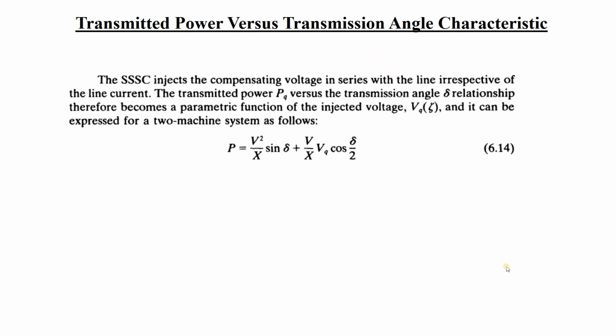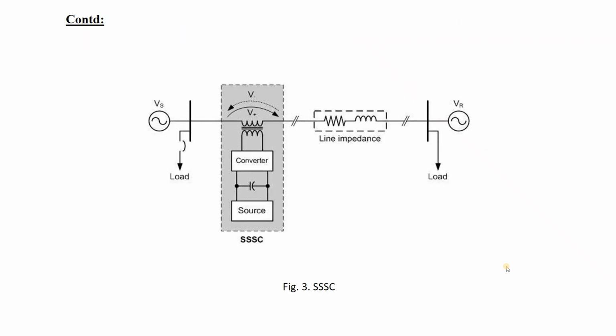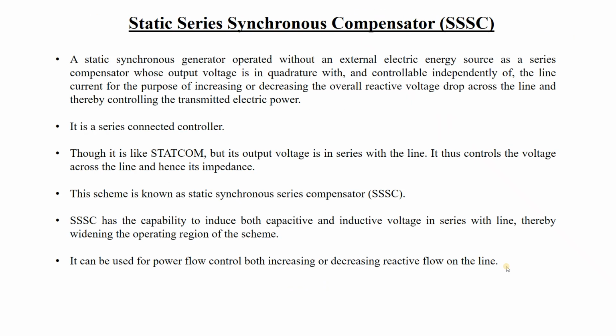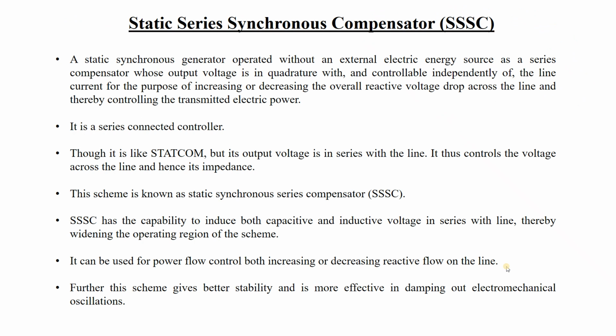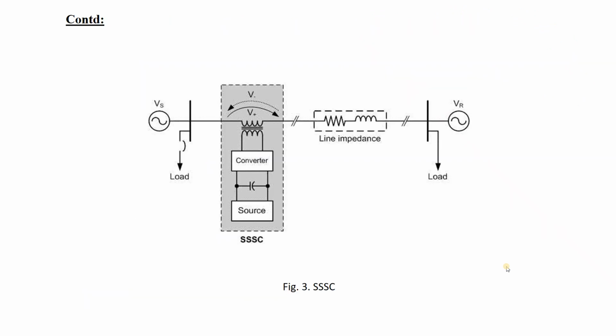Okay, so the SSSC, if it is connected to the line, is transmitting some power also, because it is supplying the power also. The SSSC injects the compensating voltage in series with the line irrespective of the line current, because in the SSSC structure, we have seen that it is connected in series with the line. If you can see this one, this was the static synchronous series compensator, SSSC. It is connected in series with the line.